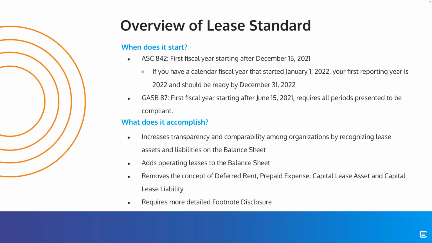The goal of the FASB was to increase transparency and comparability among organizations by recognizing lease assets and lease liabilities on the balance sheets. What this does is add operating leases to the balance sheet in the form of ROU assets and lease liabilities, alongside finance leases. Finance leases were once called capital leases under 840, and if they're classified correctly, they're already on the balance sheet. So it's more of an in-depth overview of everything.